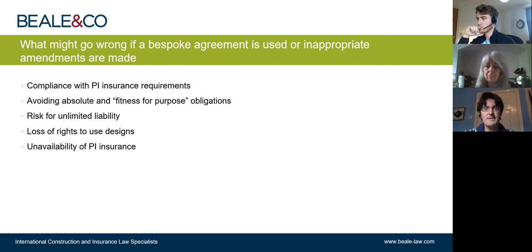Fortunately, they were able to successfully defend it in the circumstances, but it just shows you the importance of getting these things right, because a claim at that level, if it's not covered by insurance, could quite easily put a consultancy practice out of business. So that's why it's so important that we get these things right.